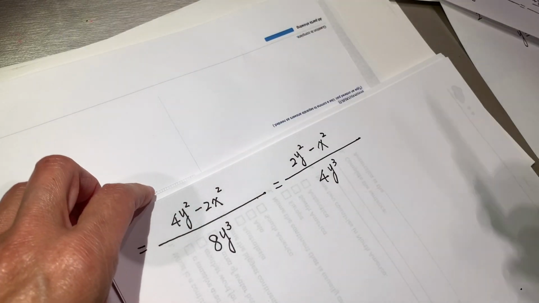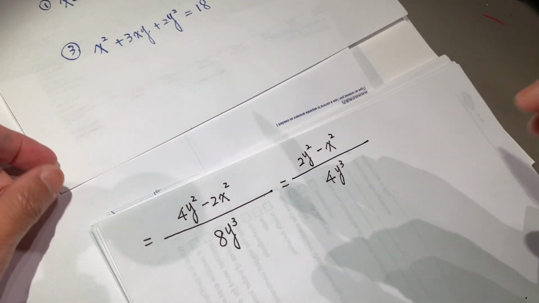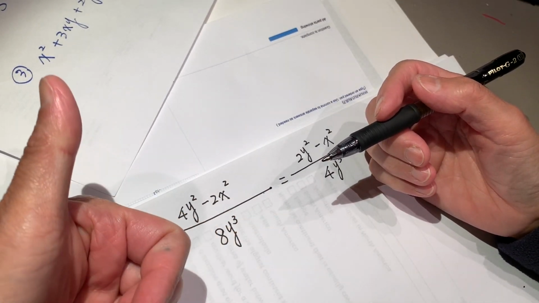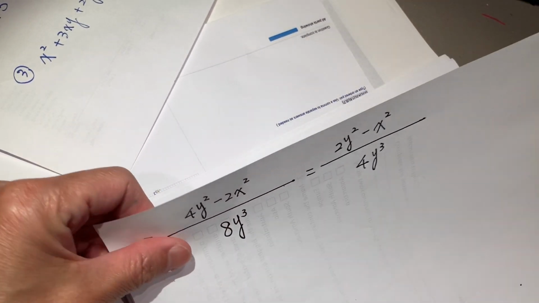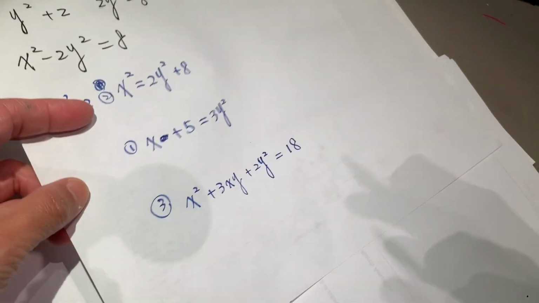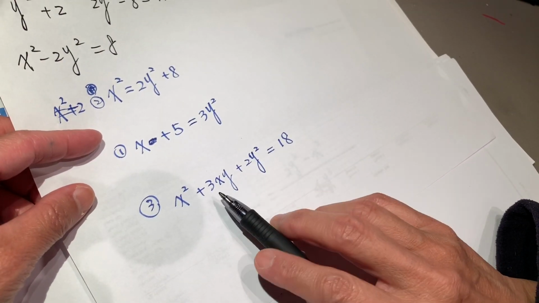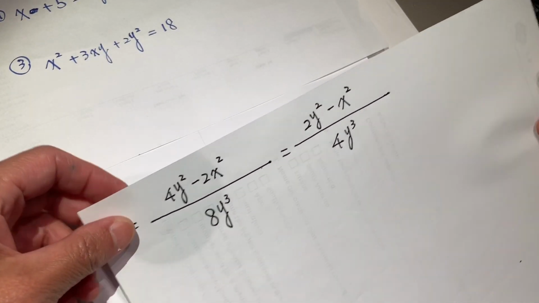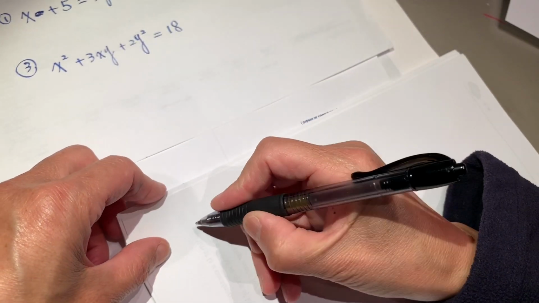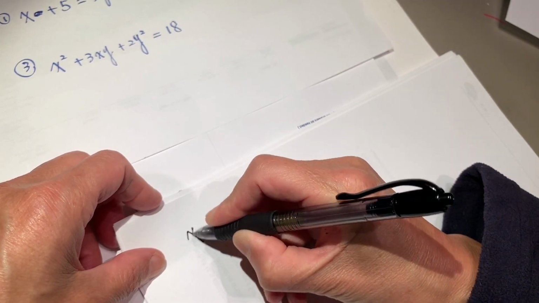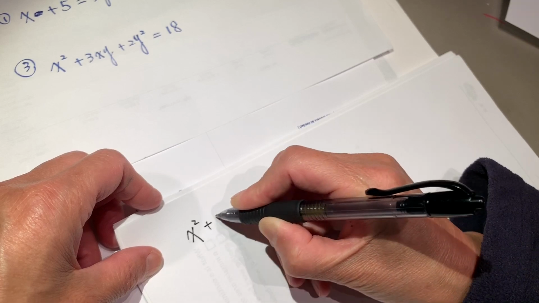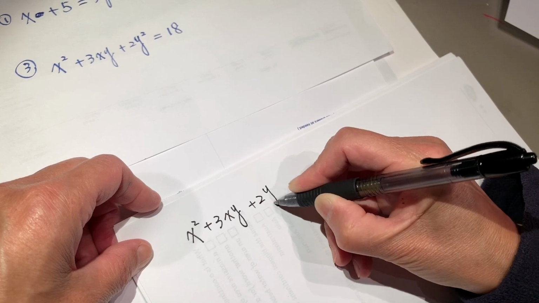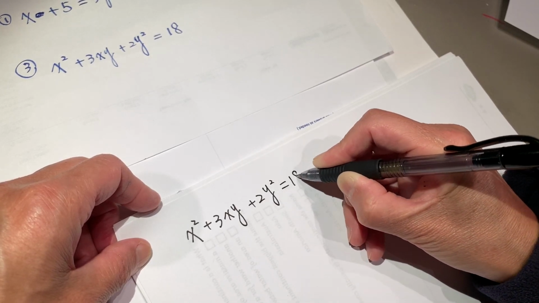Okay, we have found the second derivative. We worked on finding the first derivative and the second derivative. Now this one, we will do with a little bit of complication, that is with x times y. Okay, so two variables multiplied together. So the question is x squared plus 3xy plus 2y squared equals 18.